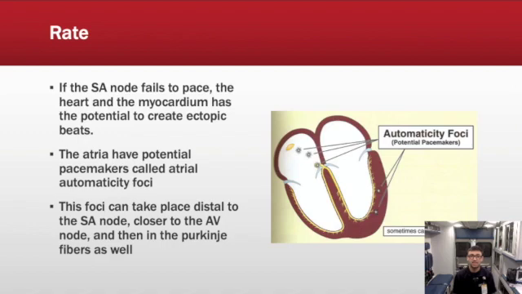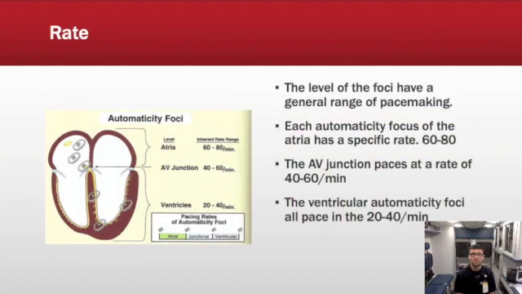The atria has the potential to create these pacemakers, and these foci can take place distal to the SA node, closer to the AV node, and then in the Purkinje fibers as well. So this can happen at any place within the heart where the heart becomes irritable and has these irritable sites.